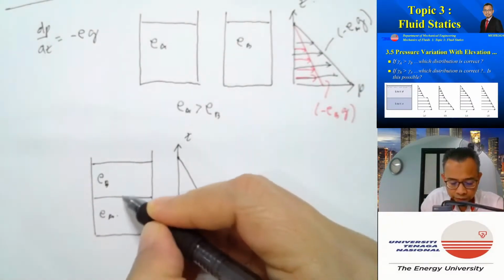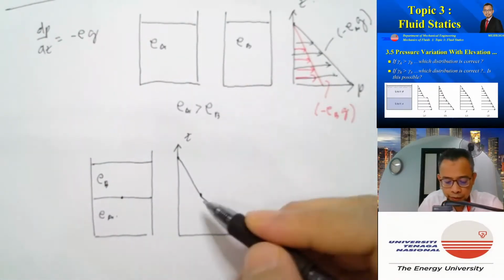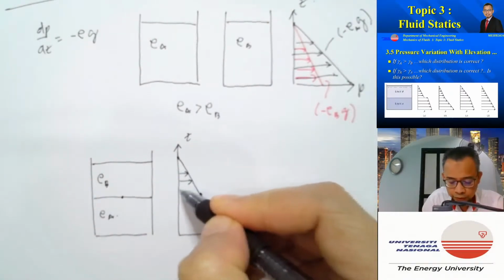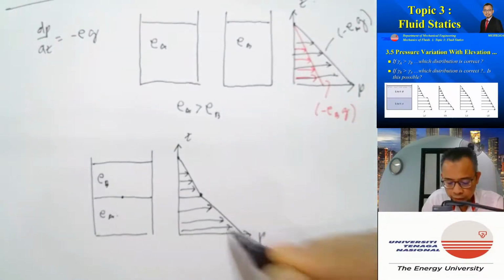And then at this interface here, we can only have one value of pressure. And that's why it has to be continuous. So this will be the pressure variations.